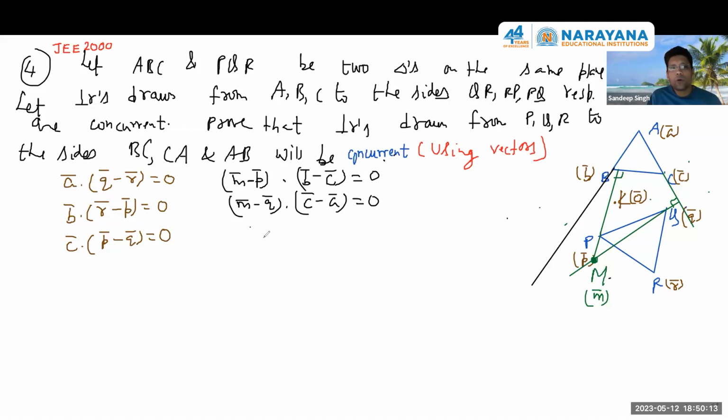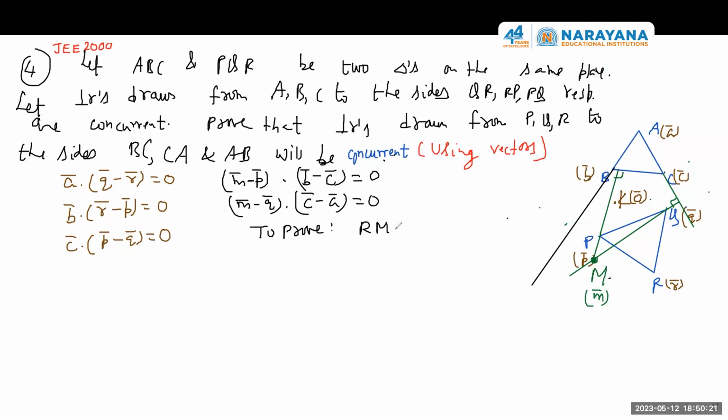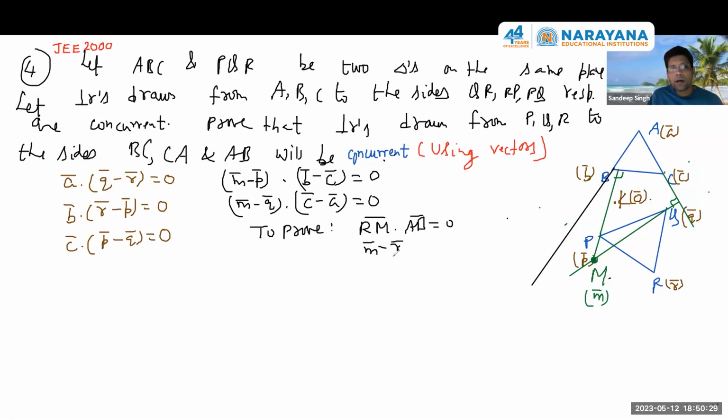And to prove, what is it that we want to prove? RM dot AB is 0. That means we want to show that (M minus R) dot (A minus B) should be 0. Now we should try using this. So let us begin. From here, how can I evaluate R dot (A minus B)? What should I do?